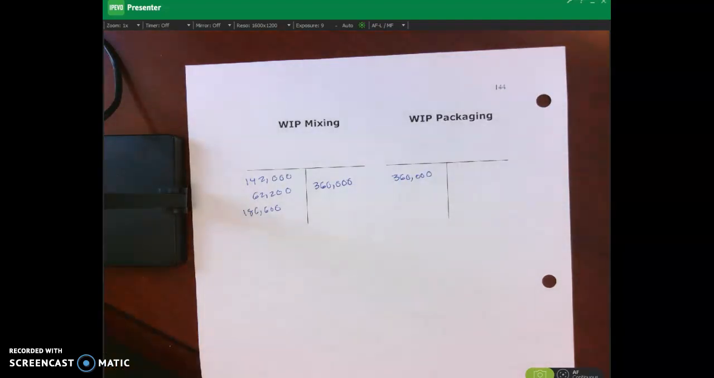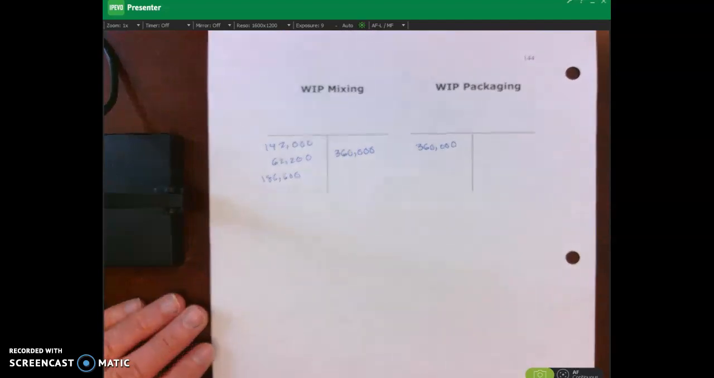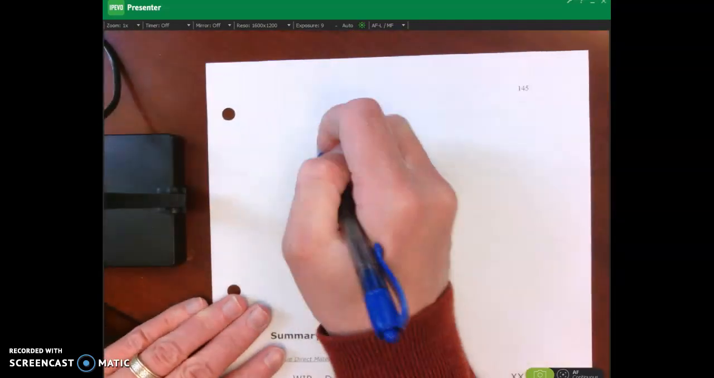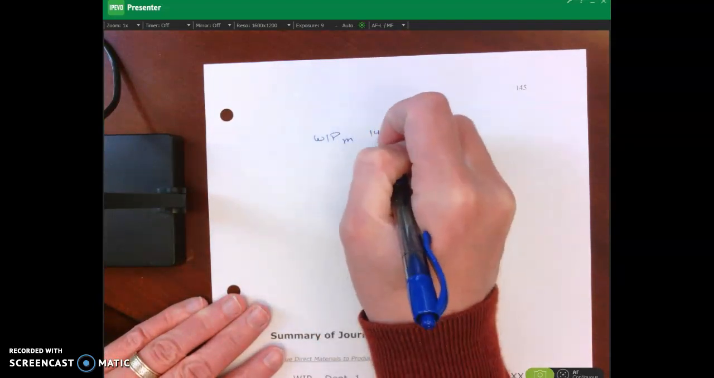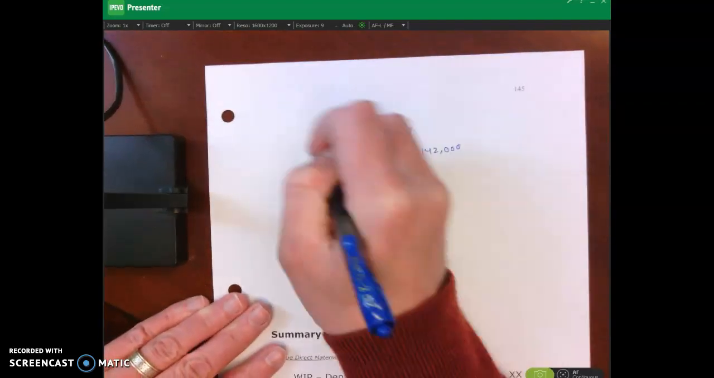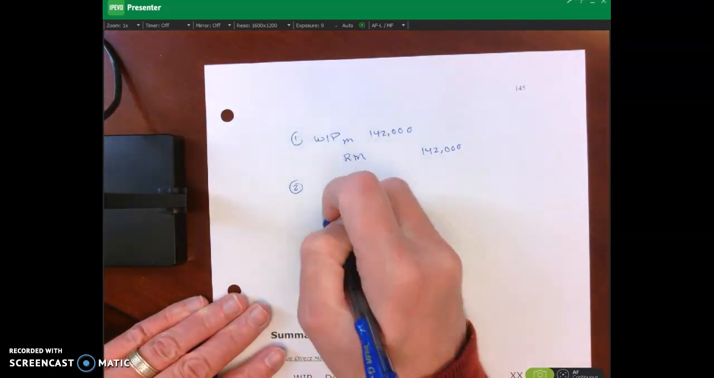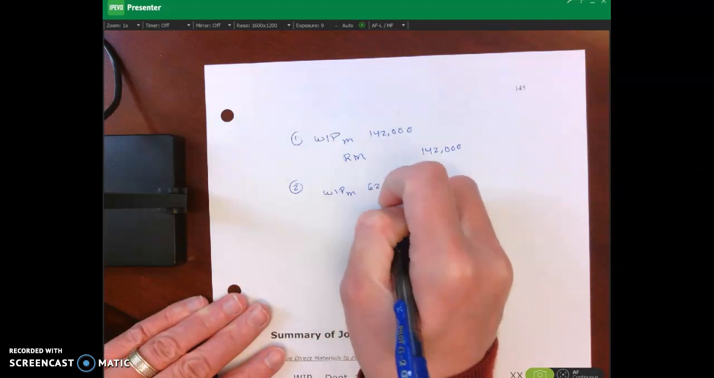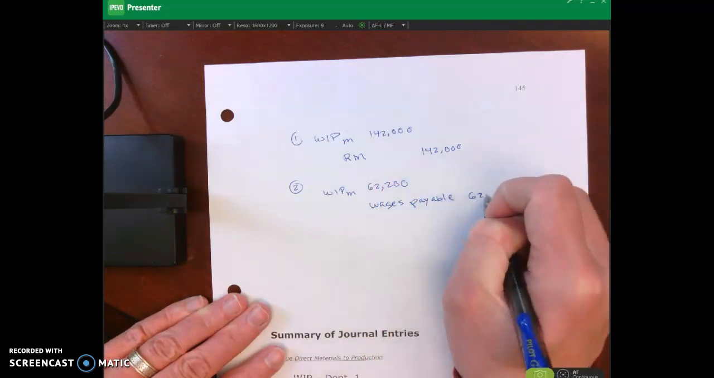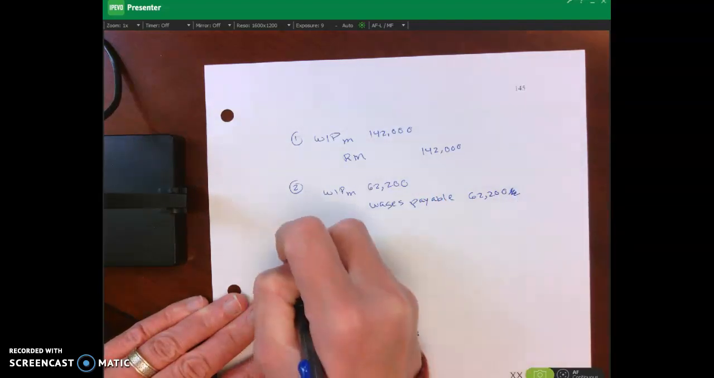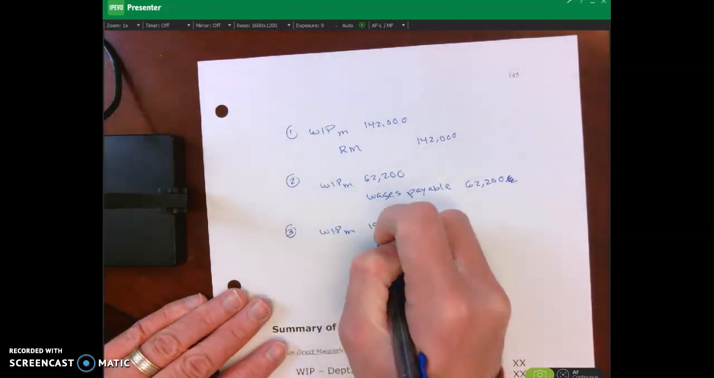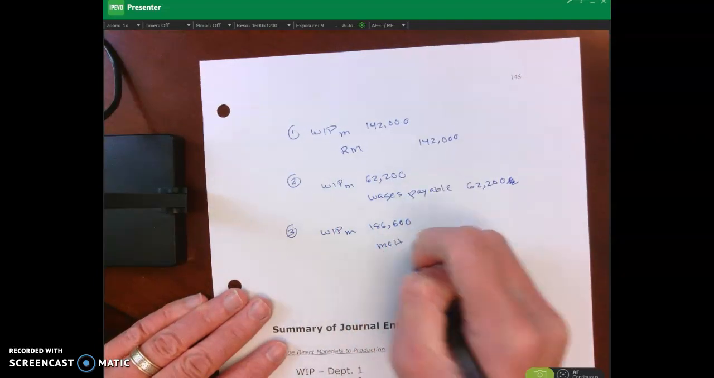Okay? So when we look at our next page, we can look at our journal entries to mimic those. With the first one, with our direct materials, we can say debit WIP mixing 142, and then of course it comes from our raw materials. We credit raw materials just like we did with job costing. With our direct labor, we had our debit to WIP mixing for $62,200, and then a credit to wages payable for $62,200. That's our direct labor. And then number 3, with our manufacturing overhead, we debit WIP, and then we credit our manufacturing overhead.